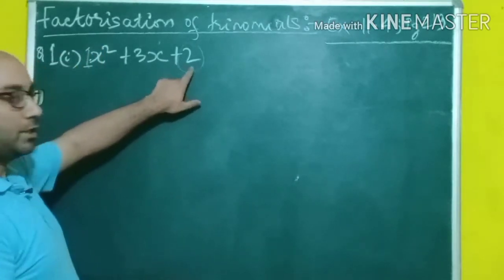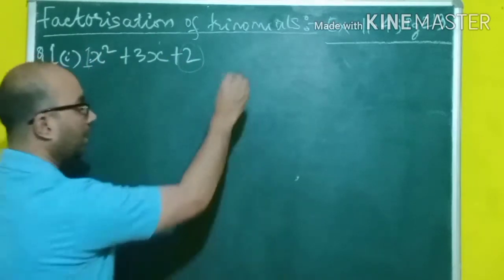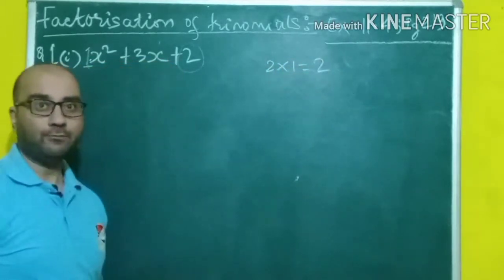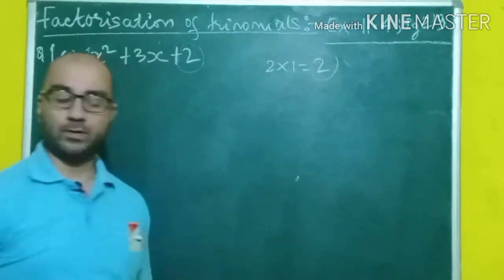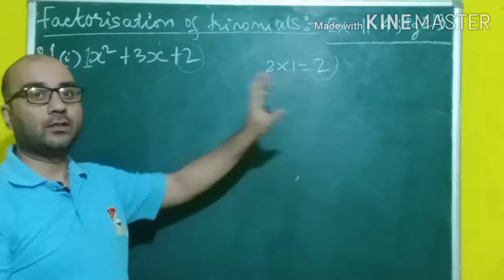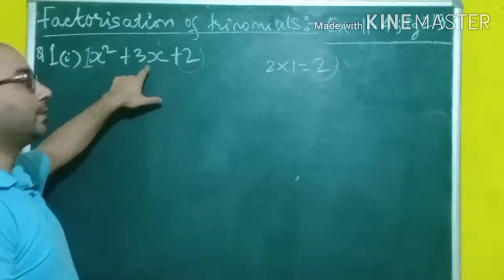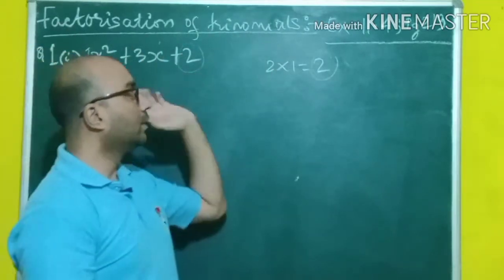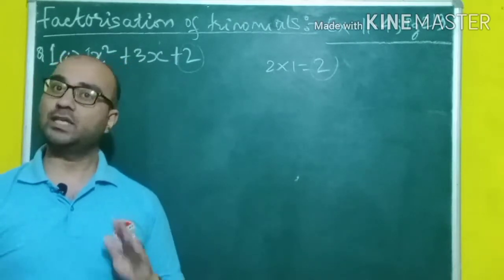So you multiply this number by the coefficient of x squared. In this case it is 1. If you multiply, what do you get? You get 2. After we have got this number 2, we factorize this number in such a way that the factors, after adding or subtracting, give you the middle term. This method of factorization of a trinomial is also known as middle term breaking.